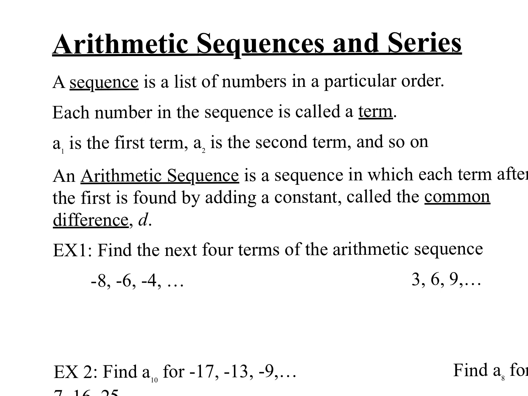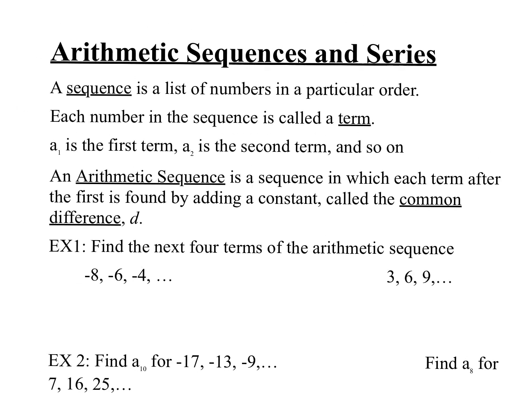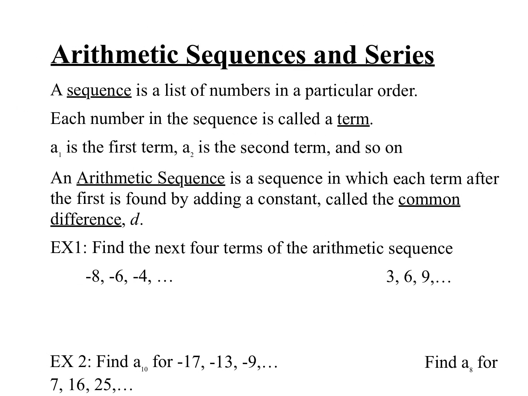You get it. An arithmetic sequence is a sequence in which each term after the first is found by adding a constant called the common difference. And we use the letter D for the common difference. So, example 1. Find the next 4 terms of the arithmetic sequence.